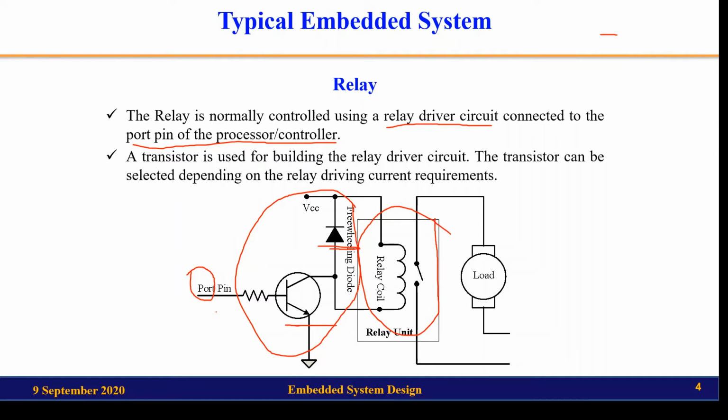And whatever transistor is used in the relay driver circuit, it is selected depending on the relay driving current requirement. That means we need to power up the relay, so that amount of current should be provided by the transistor. So we need to select the transistor in such a manner for driving the relay coil.